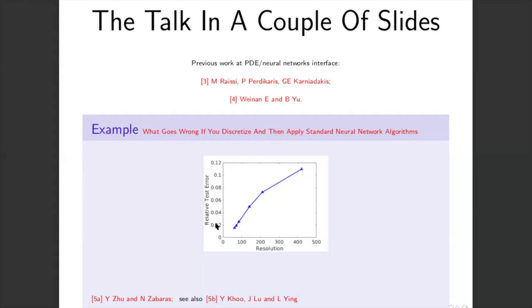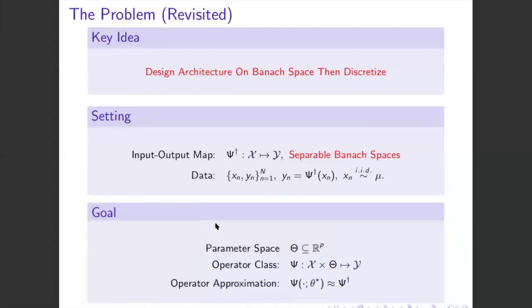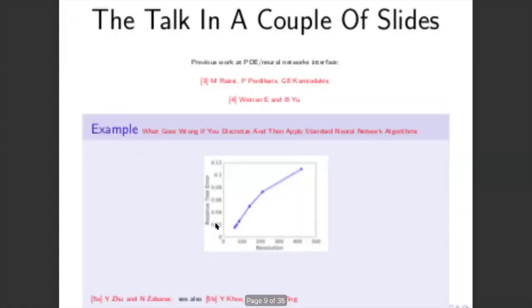And I want to explain how to do that. And this is the one overarching idea in this talk, and it's the key idea in the top slide here. The idea is that one should design the architecture, that means the form of the function psi, parametrically dependent on theta. One should conceptualize this function on Banach space and then discretize it. So I'll return to this slide in a moment.